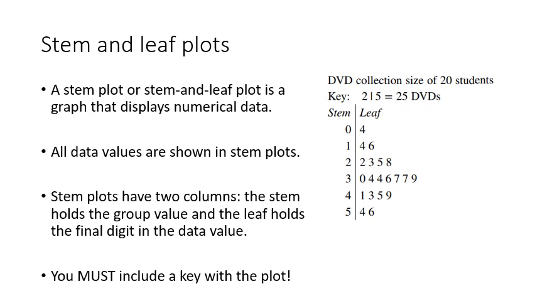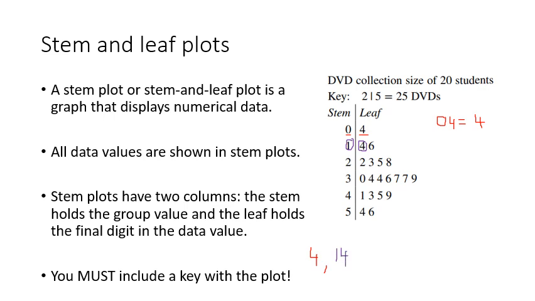Looking at the first piece of information, we have 0 followed by 4 in the leaf. Technically that means the first number is 04. We don't normally write a 0 in front of a whole number, so that would be the same as 4. From this, we know that there was one student out of the 20 students interviewed who owned 4 DVDs. If we look at the second row, it begins with a 1 followed by a 4. So 1 followed by a 4 gives me 14.